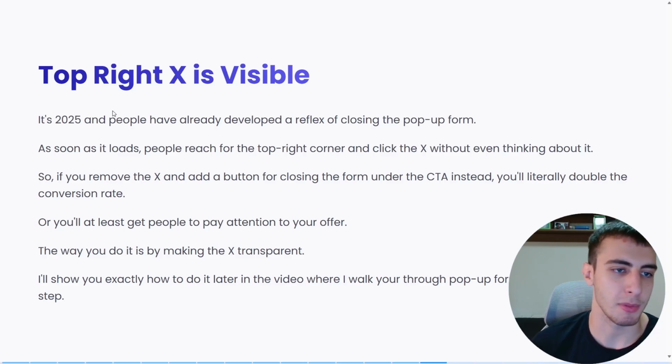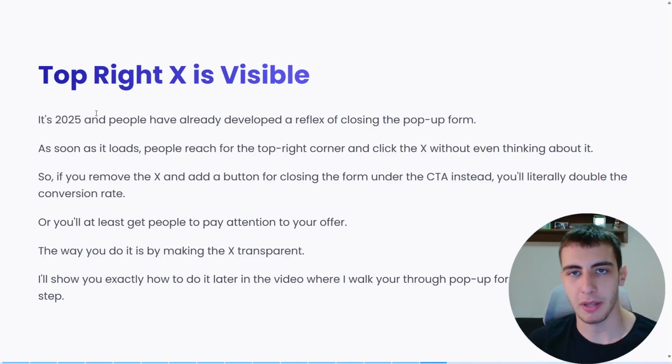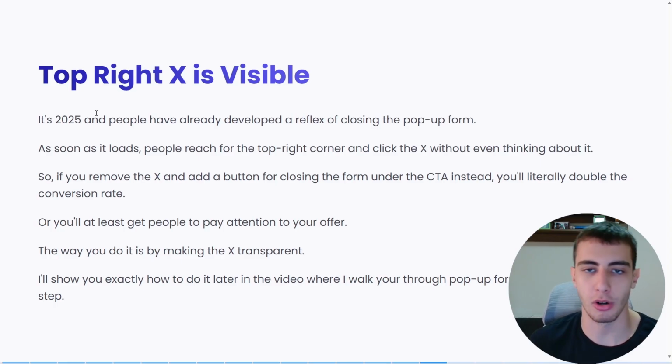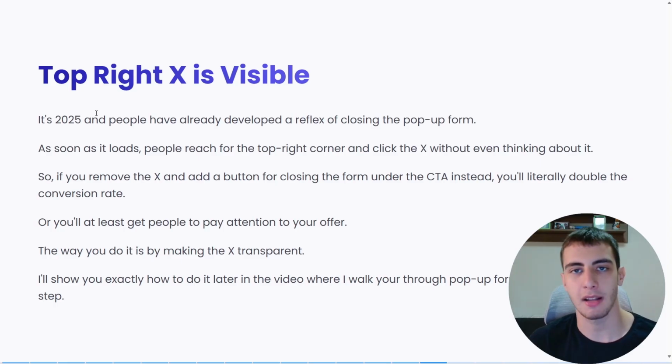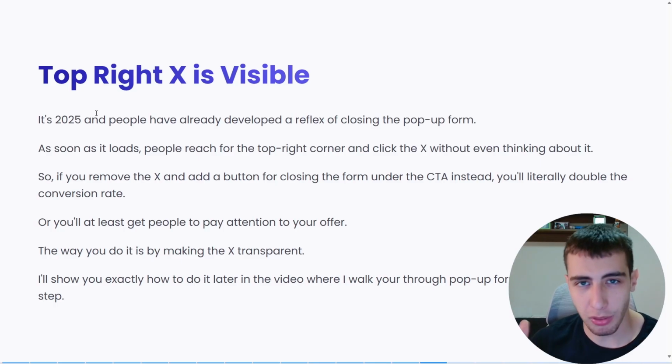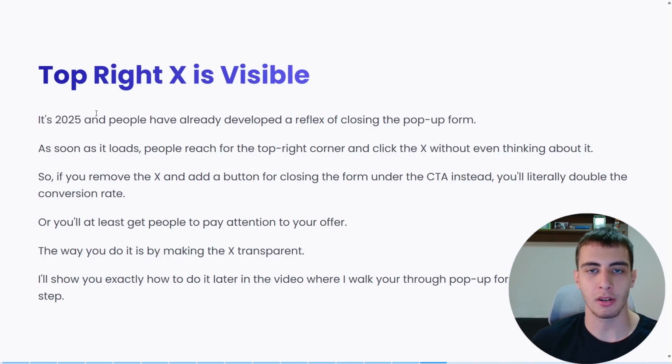So, the top right X is visible. People have already developed a reflex of closing the pop-up form. So you're on your phone, sitting there, or on some website, and a pop-up form shows up. Immediately, without even thinking, it's not a conscious thought, it's unconscious, you reach for the top right corner with your thumb and close the pop-up form, that's it. You do not even have the time to actually read the offer, consider the offer, and decide whether you want $10 off, 25% off, whatever. You just close it, and boom, it's done.